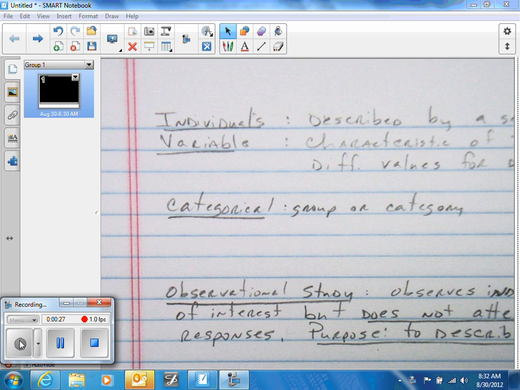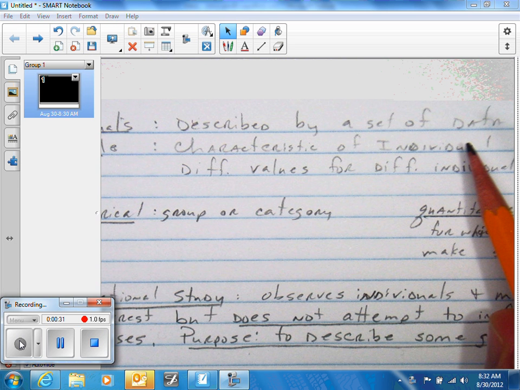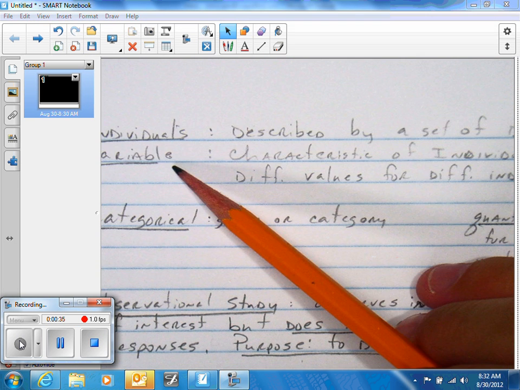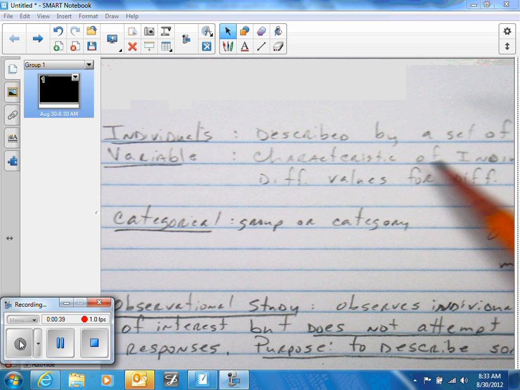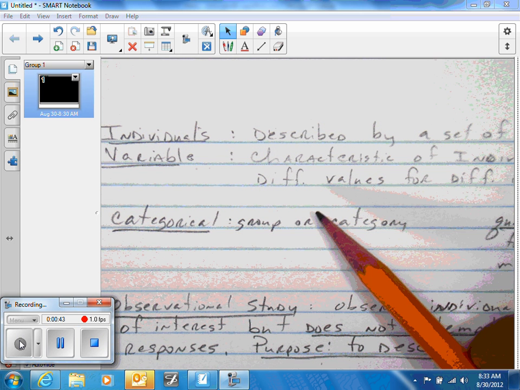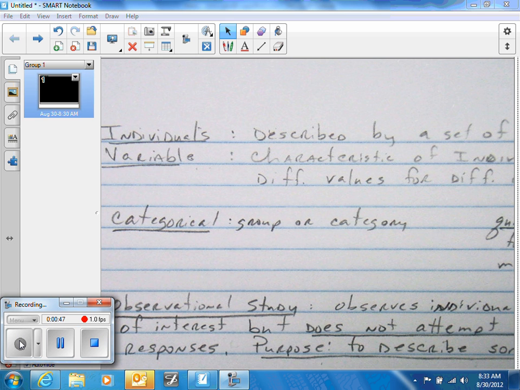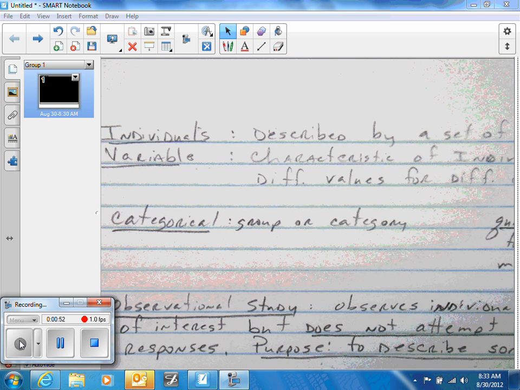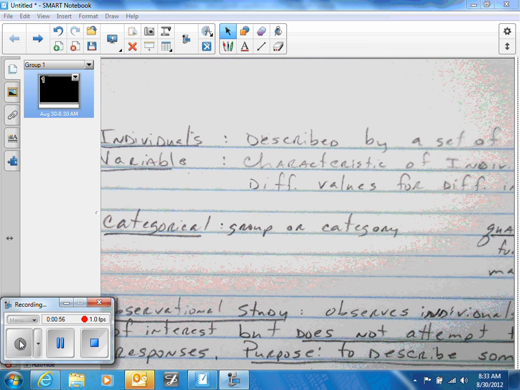So individuals are described by a set of data. Now we have what we call variables. Variables are the characteristics that are used to describe the individuals, and they have different values for different individuals. Like one sofa might have a different characteristic than another sofa. So again, the variables are the characteristics that describe a set of individuals.